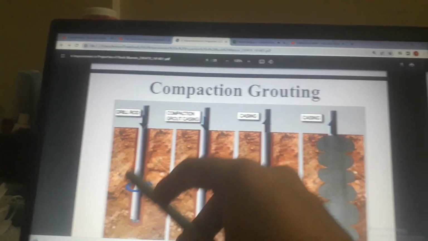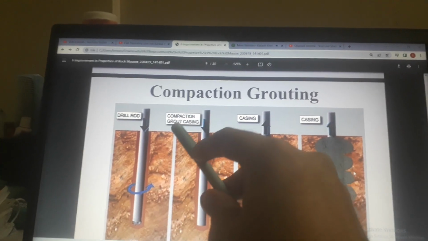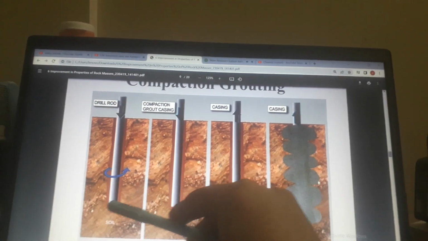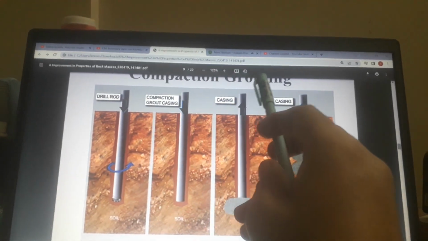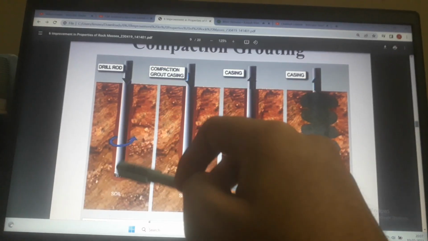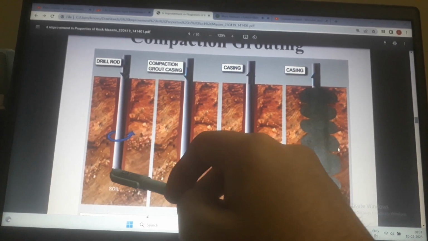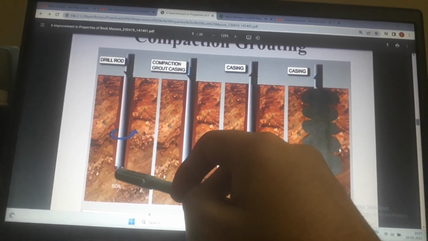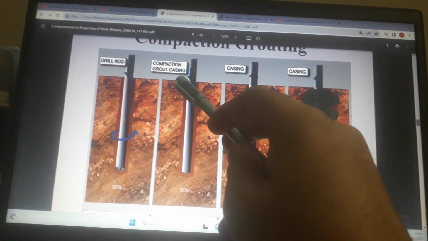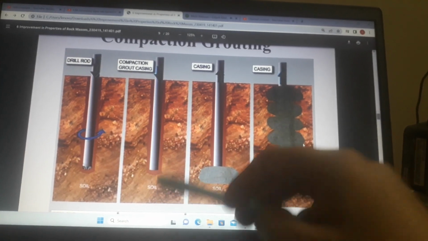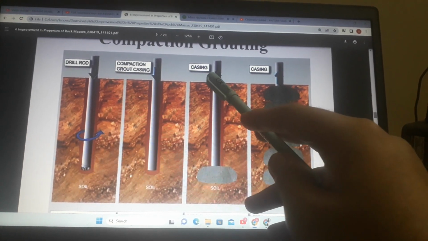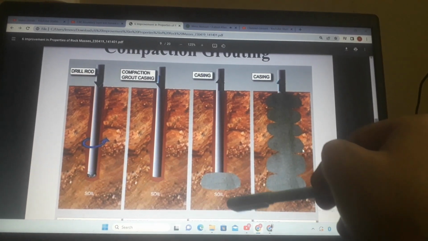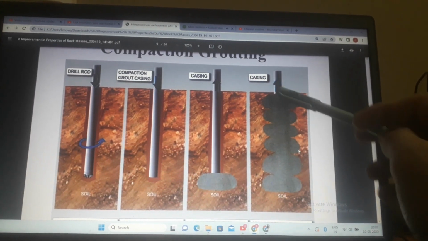Compaction grouting. Here is the drill rod, and here is the rotation. Here is the compaction grout casing, and this is the soil.